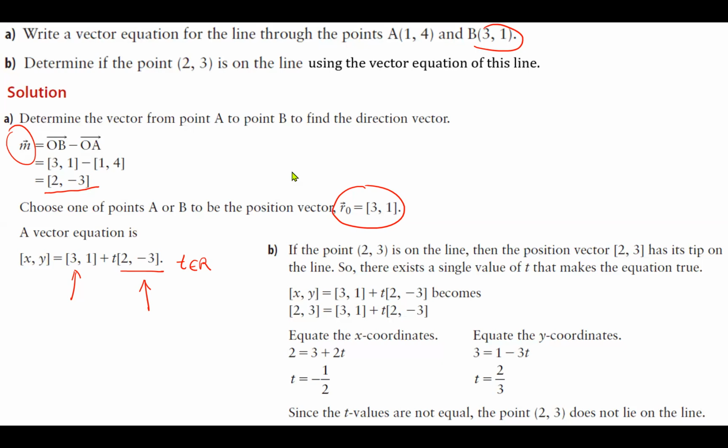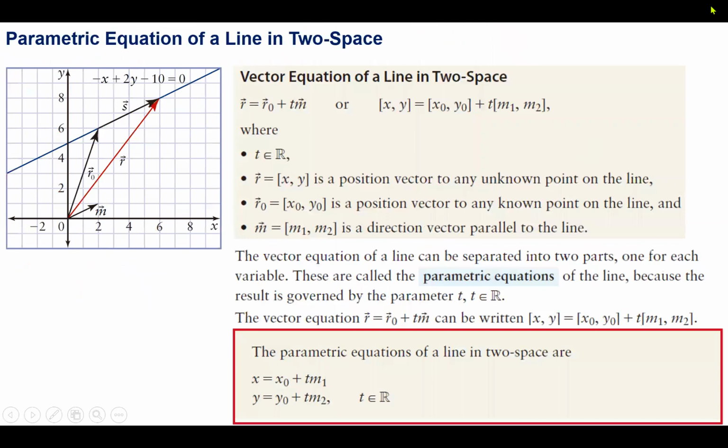All right, if you don't have any questions, let's have a look at another concept, which is called the parametric equation of a line, which is another type of the equation of a line in two space. Remember that we have just learned the vector equation of a line in two space, which is given by r equals r naught plus t times vector m, right? Or xy equals x naught, y naught plus t times m1, m2.